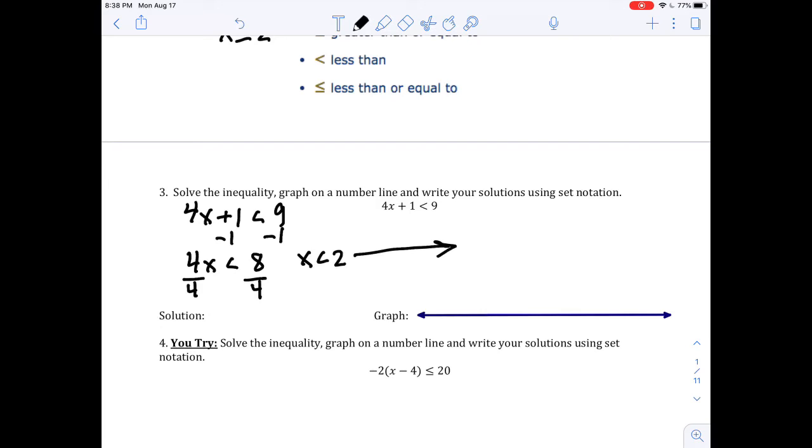What does that look like on a number line? Well, all the numbers that are less than the number 2. No underline there, so we're not including 2. So open circle, and everything less than 2. So obviously 1 is less than 2, 0 is less than 2, -1 is less than 2. Open circle indicates on the number line that we are not including the number 2.